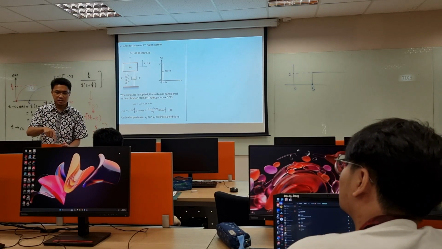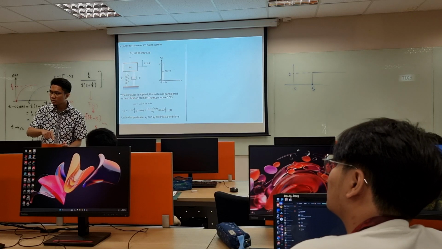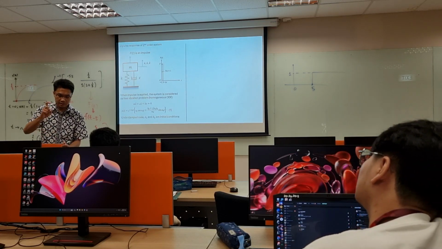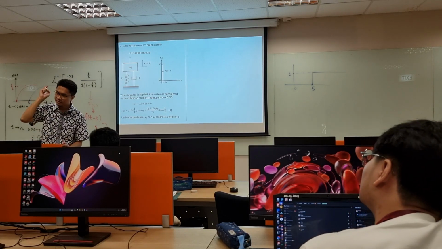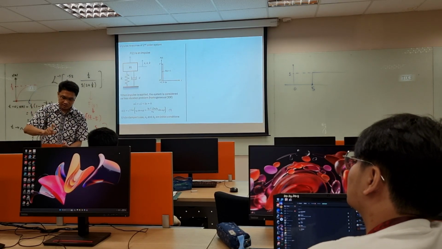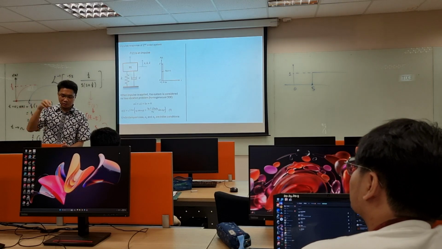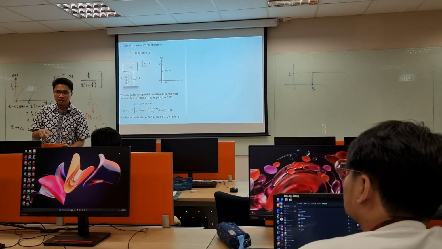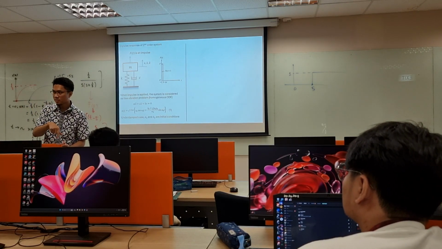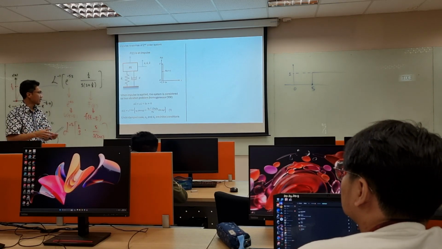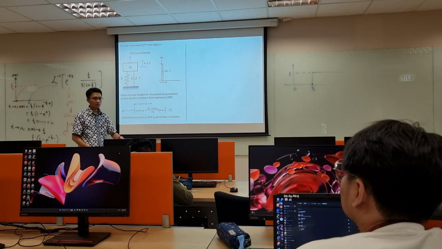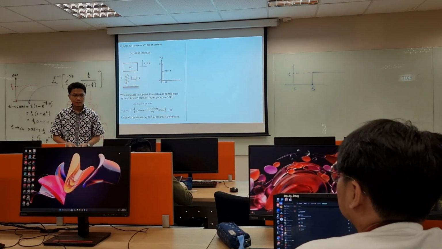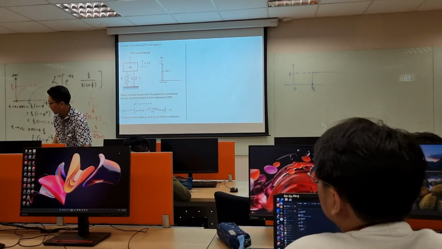I give it an impulse. I do it like this. That's giving an impulse. So if I do that, that means I give an initial velocity to the system. So in that case, x0 is 0, but x dot 0 is something. I put it here, yeah.